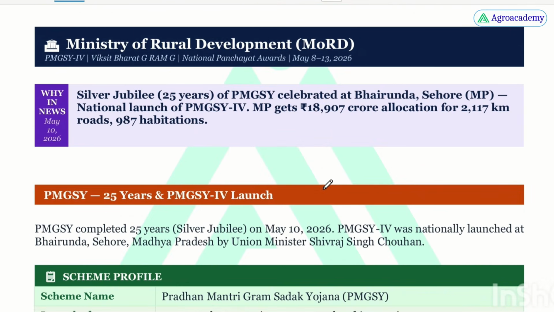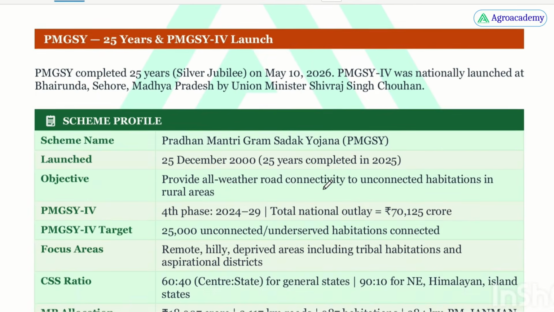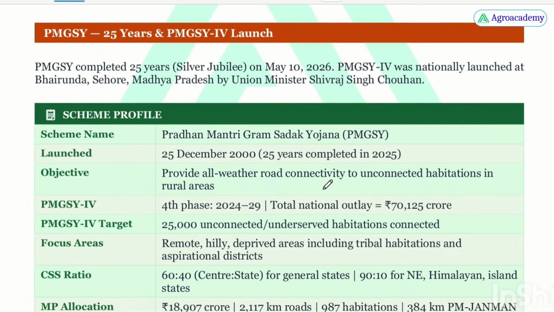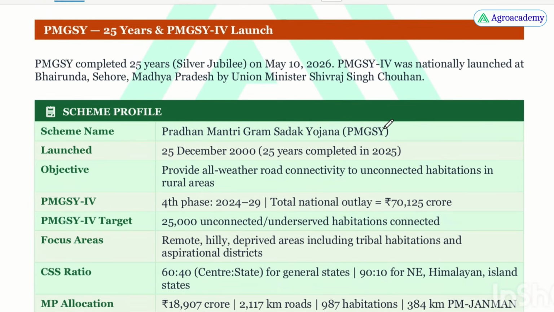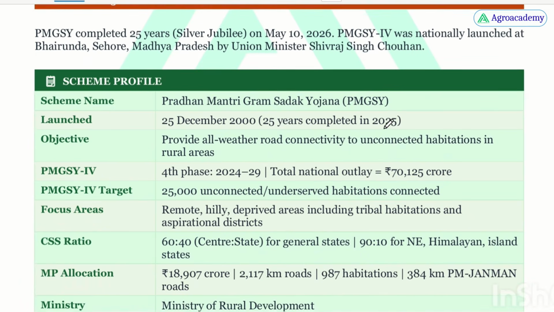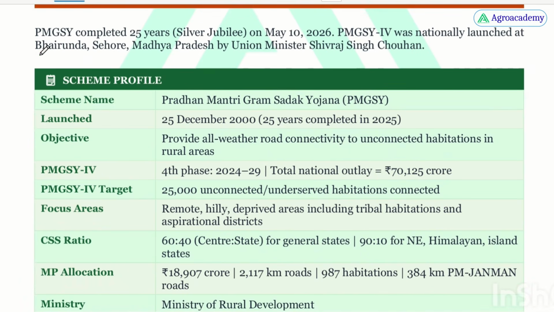Next comes the Ministry of Rural Development, and here mainly Pradhan Mantri Gram Sadak Yojana has been mentioned because it has marked 25 years on May 10, 2026. It was launched in the year 2000, and 25 years have been completed in 2025. Where was it launched? It was launched at Vairunda Sahar, which is located in Madhya Pradesh.